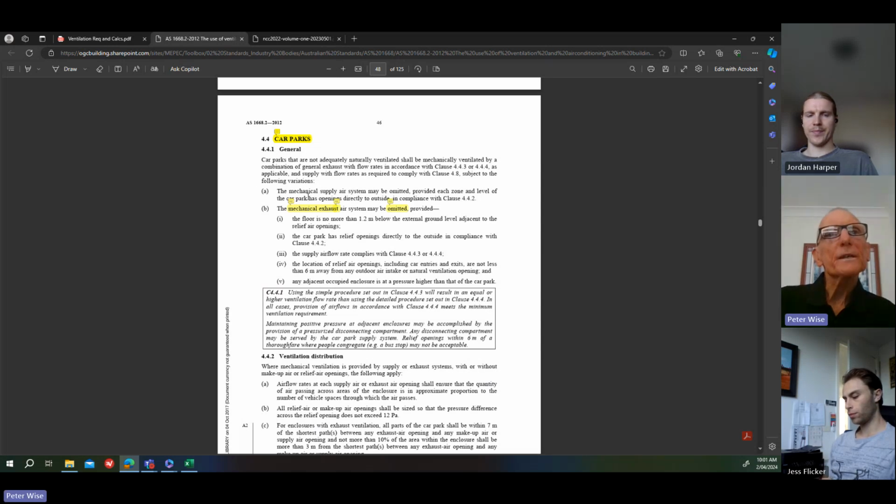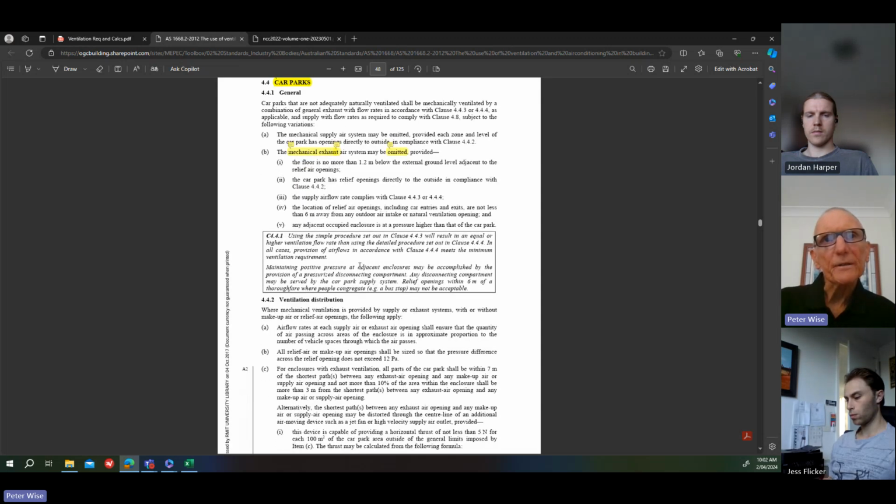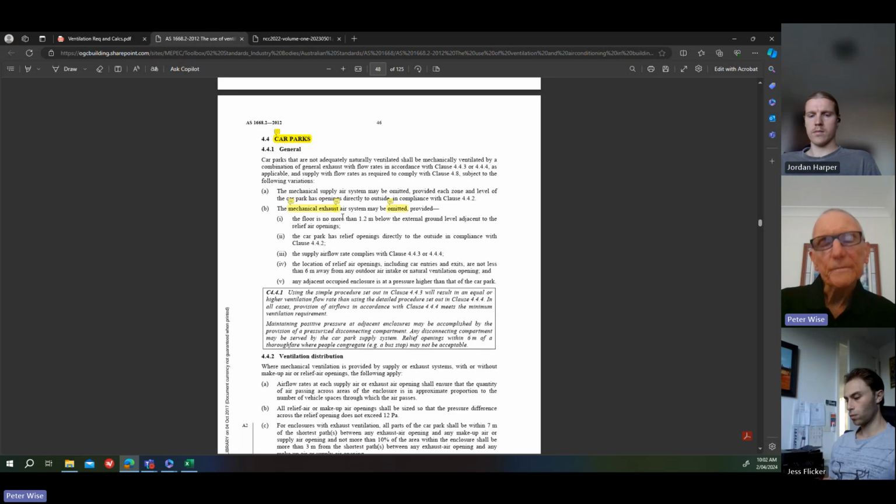So this is 4.4.1(a). Mechanical supply may be omitted, provided each zone and level of the car park has openings directly to the outside. So in other words, this would apply to an above ground car park. If you've got enough openings on the outside, you can possibly delete the supply system. Mechanical exhaust air system may be omitted, provided, etc. So we're not going to go into that in detail at the moment, but there are possible exclusions there.